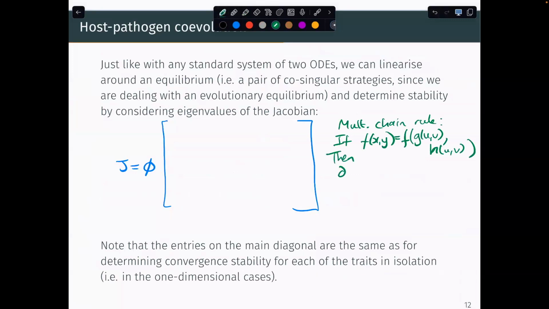Then if we want to take our partial derivative of f with respect to u, we take our partial derivative of f with respect to x, multiply that by the partial of x with respect to u, and then add on our partial of f with respect to y, multiplied by the partial of y with respect to u. Okay.